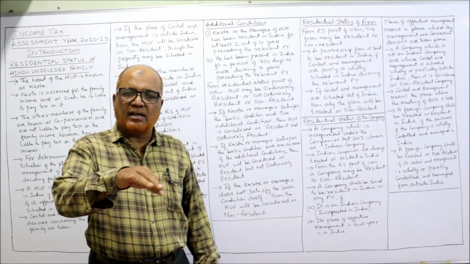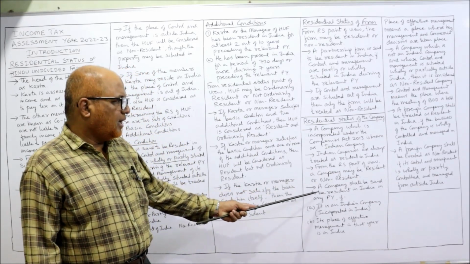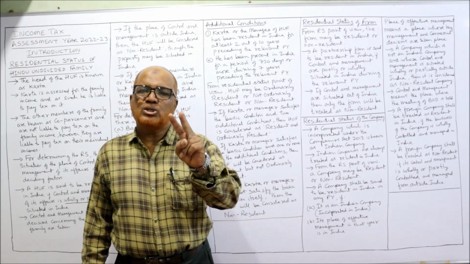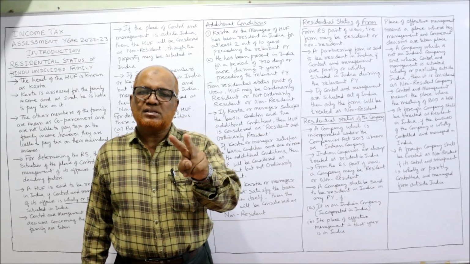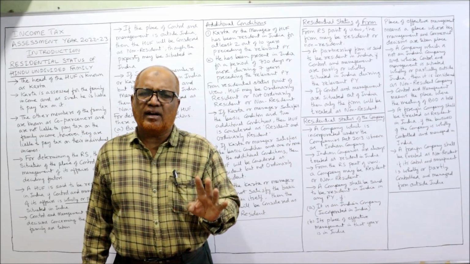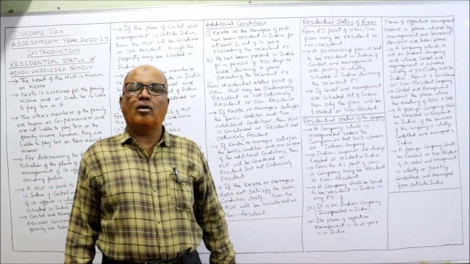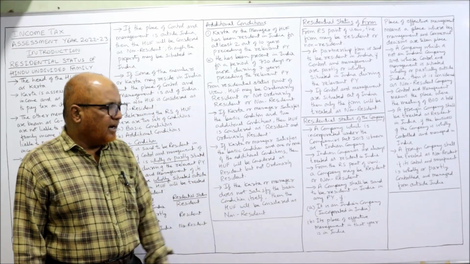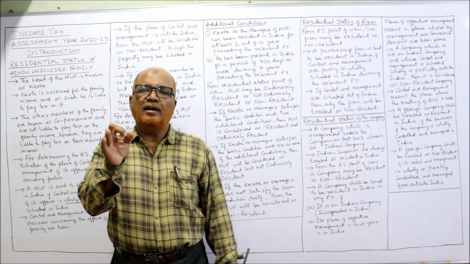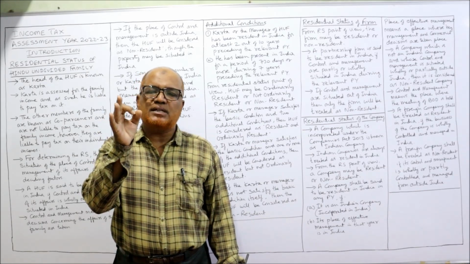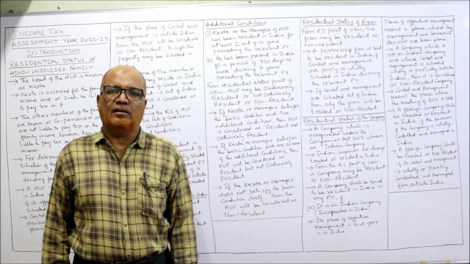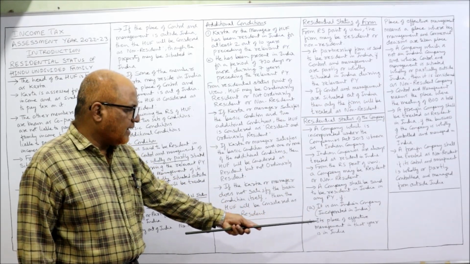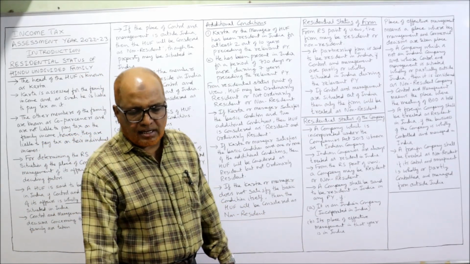A company may be a resident company or a non-resident company. A company shall be said to be resident in India in any previous year if any one of two conditions is satisfied. The first condition says it's an Indian company. Every company incorporated under the Companies Act 2013 is a resident company. Secondly, its place of effective control and management in that year is in India.